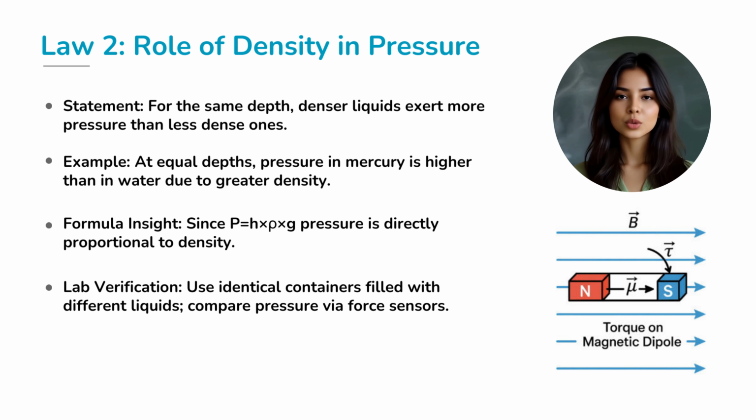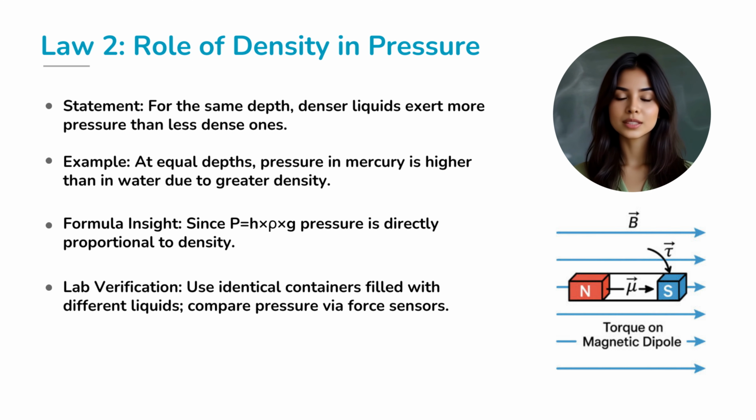Now here's law 2. For the same depth, denser liquids exert more pressure. Let's say you have two containers, one filled with water, the other with mercury. If both are 10 centimeters deep, the mercury will exert much more pressure because it's denser. And again, the formula backs this up: P equals H times rho times G. If rho increases, so does P.